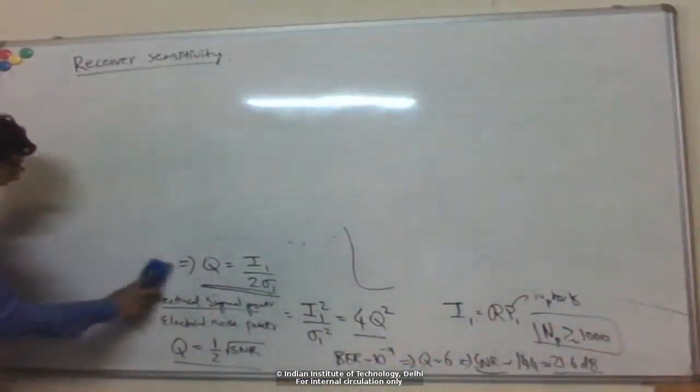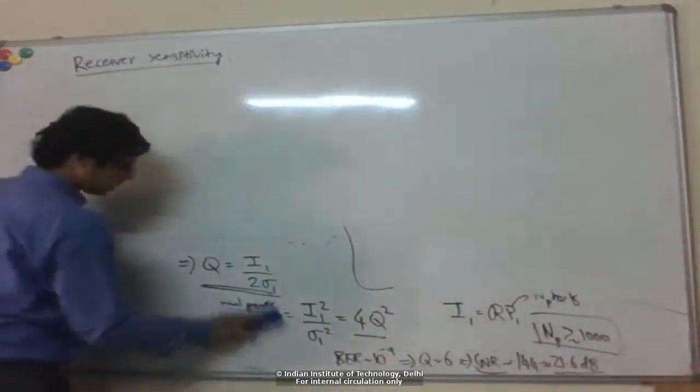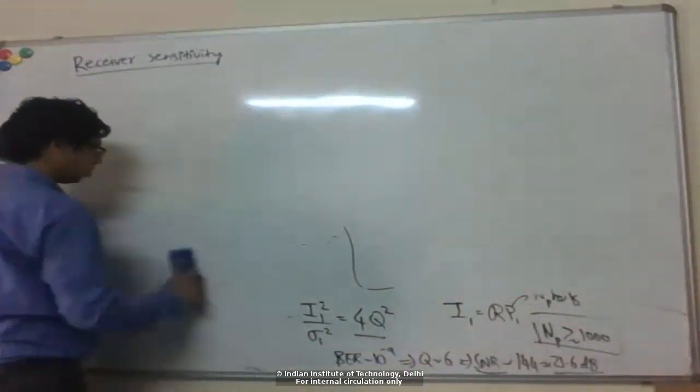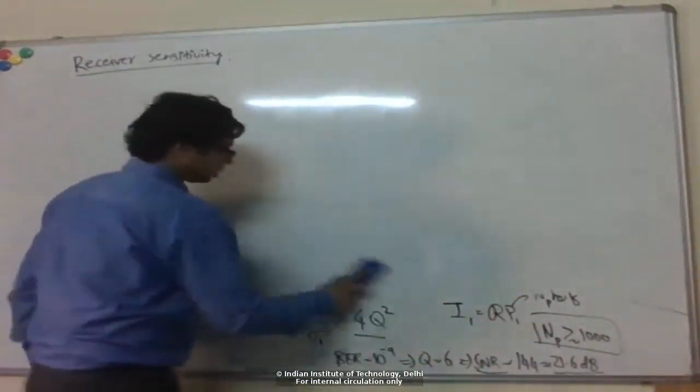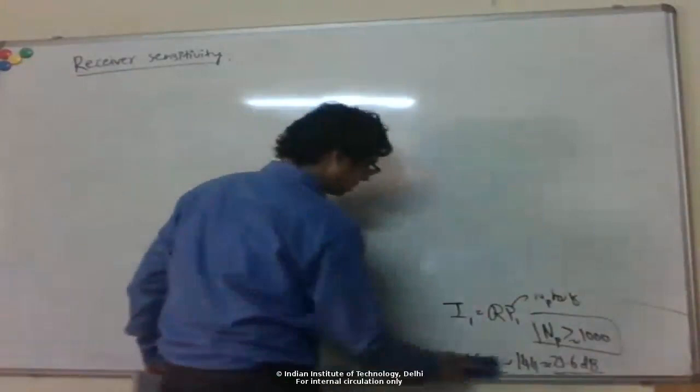So that is known as the quantum limit of photodetection. What is the best that one can hope for? Let's briefly discuss that.